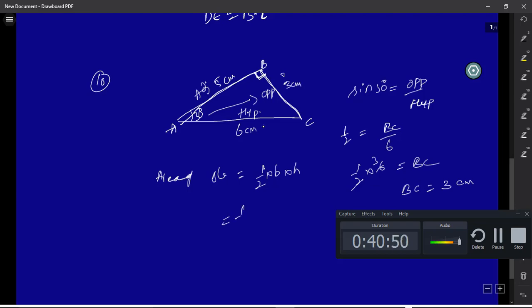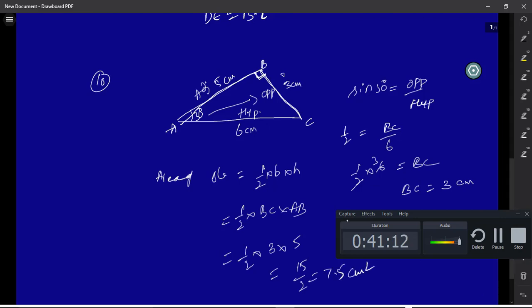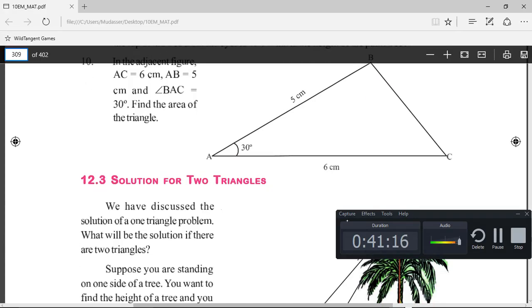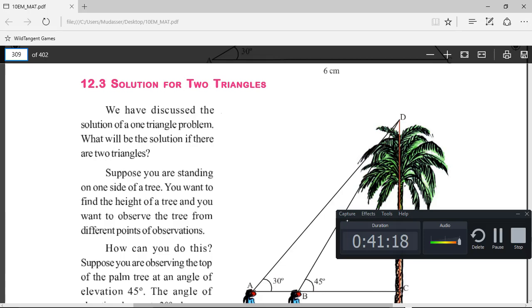Area would be half base into height. What is the base here? BC is the base, and height is AB. Half into BC, which is 3, into AB, which is 5. 3 5s are 15. 15 by 2 is 7.5. So the area of this triangle is 7.5 centimeter square. With this, we have completed our first exercise in this chapter, which is 12.1.